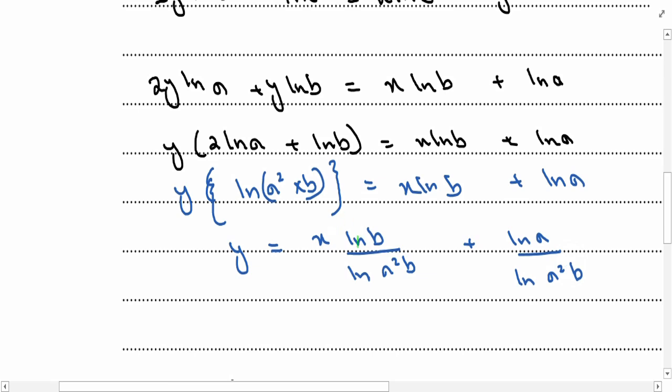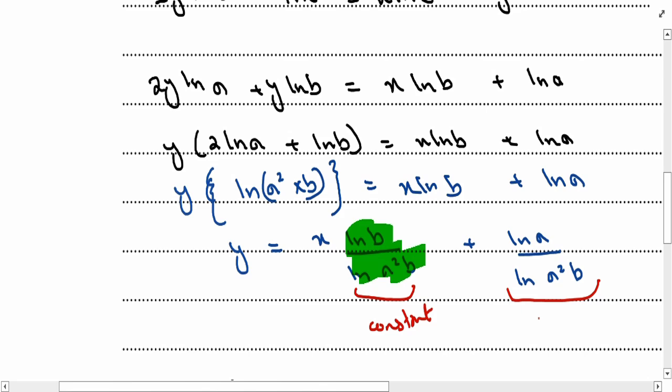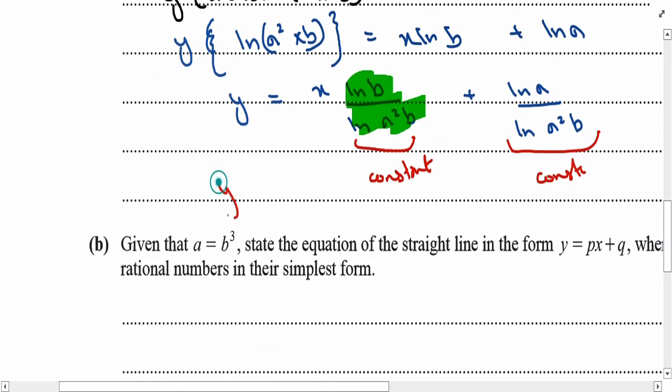We know that b and a are constants. So ln of b divided by ln of a squared b would be a constant, and ln of a divided by ln of a squared b is also a constant. So we are left with y equals a constant times x plus another constant, make it d, which is the equation of a straight line.